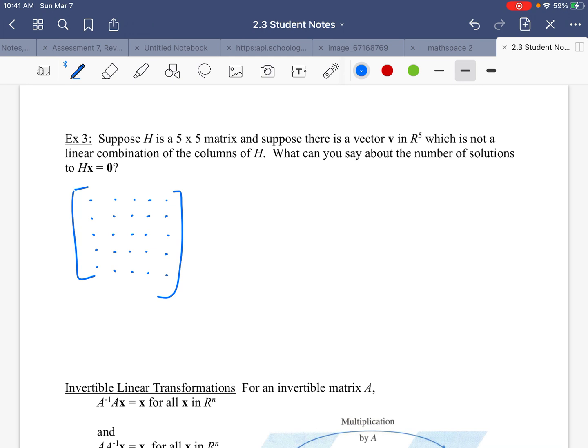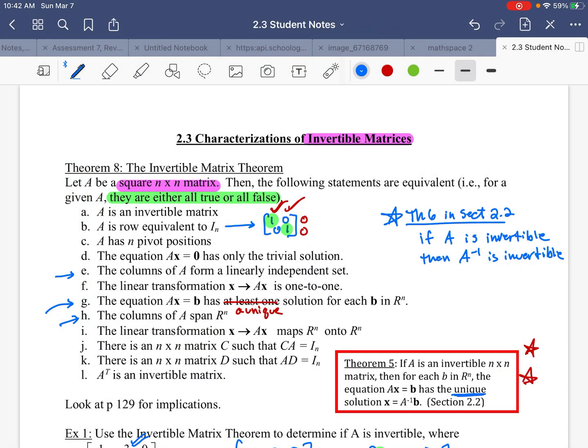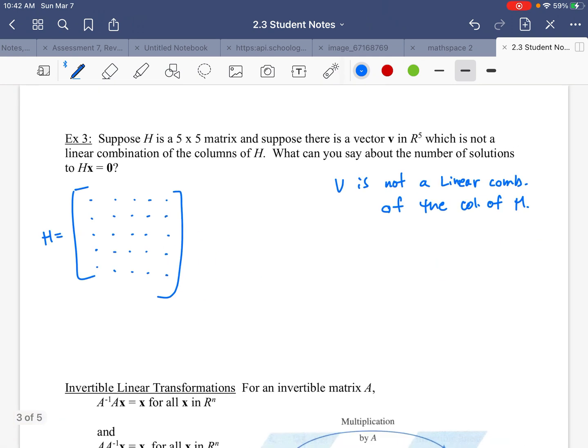So we would know that V is not a linear combination of the columns of H. Now wait a minute. If this matrix right here is H, I'm supposed to be able to get everywhere. It's supposed to span R5, right? So one of the rules says I am supposed to span all of the R5 space. So if there is something in R5 that I can't get to, then something's wrong, right? So there is a V that is not a linear combination of the columns of H.